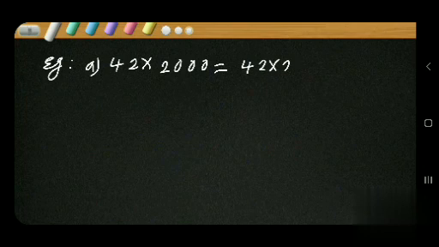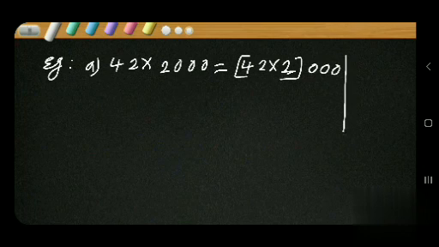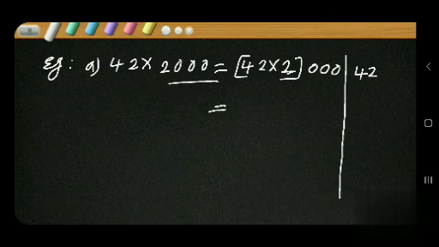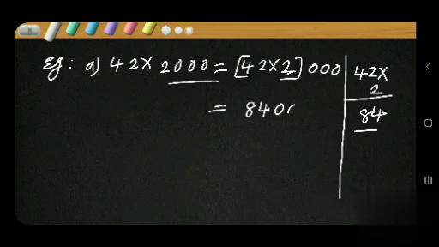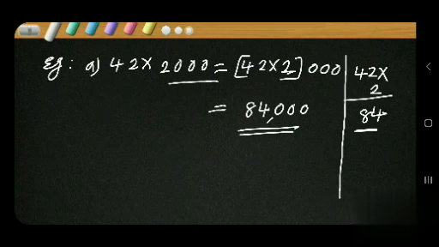42 into 2. Then with this answer, how many zeros? Yes, 3 zeros. Why 3 zeros? In 2000 there are 3 zeros. So first multiply 42 into 2 in the working column. 2 twos are 4. 2 fours are 8. 84. With 84, 3 zeros. So what is our answer? How to read this number? 1s, 10s, 100s, 1000s, 10,000s, 84,000.